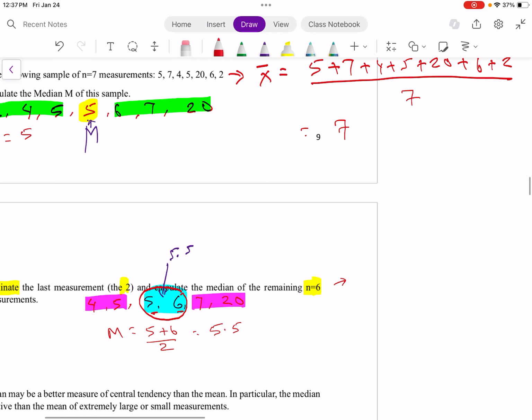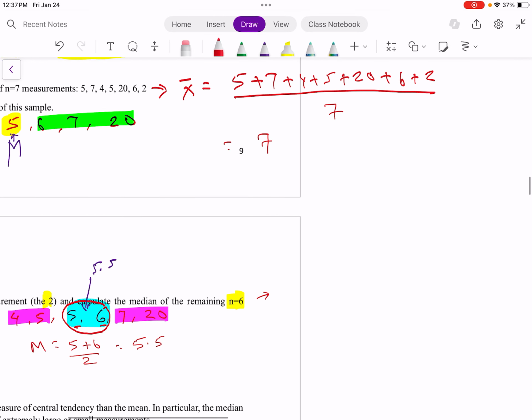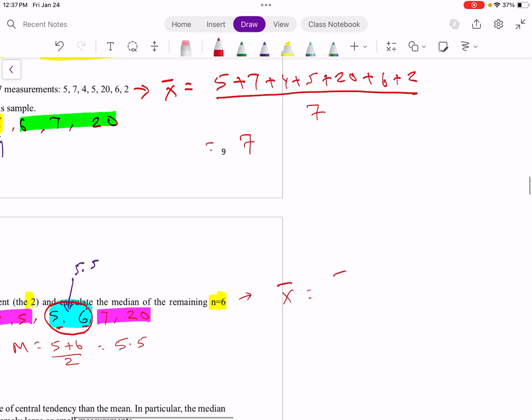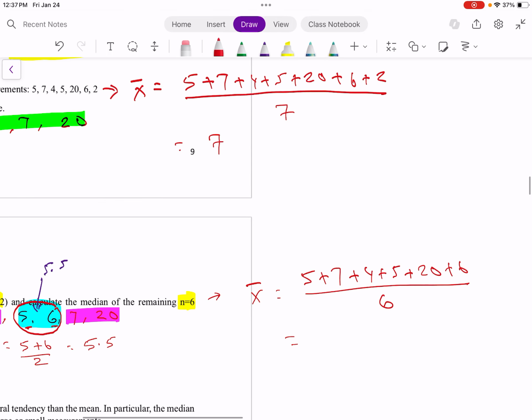Now in part B we are asked to eliminate 2. So let's eliminate 2 and find the mean. We have x bar equals 5 plus 7 plus 4 plus 5 plus 20 plus 6, so we are eliminating 2, divided by 6 measurements. That is 47 divided by 6, which is 7.84.